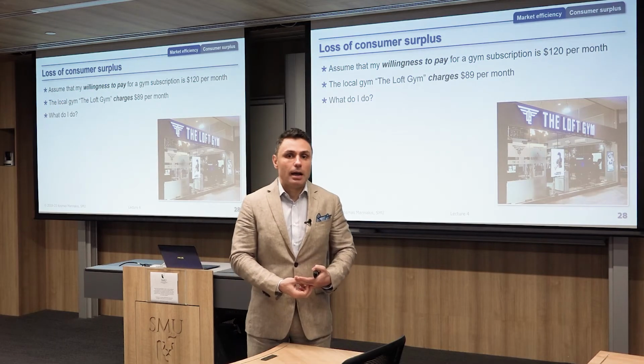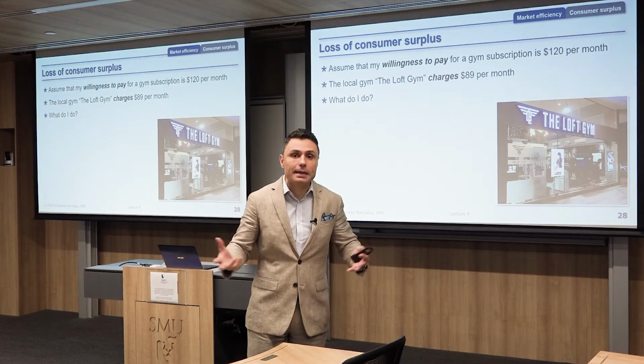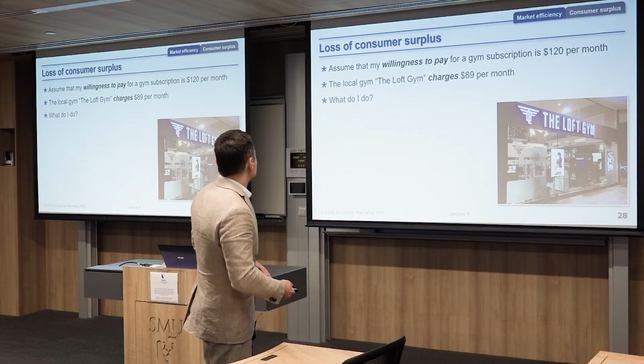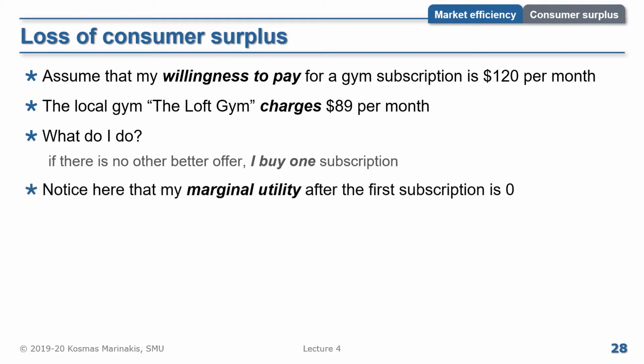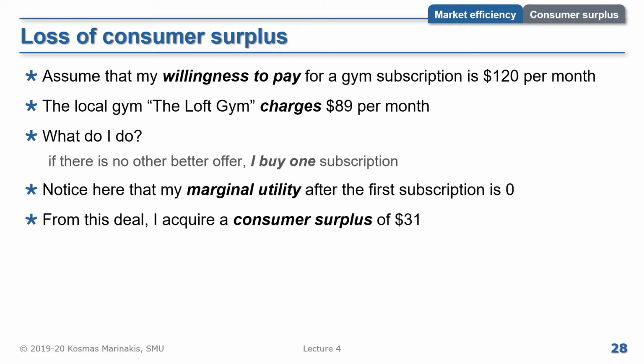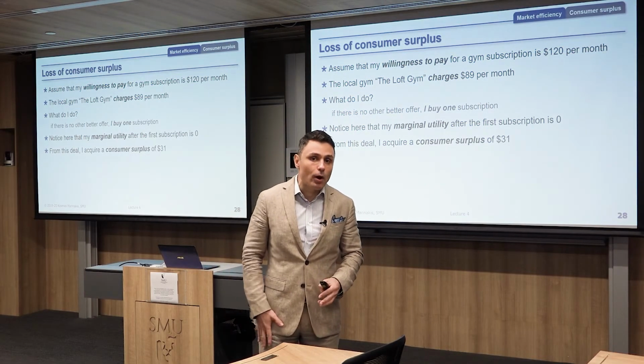I am willing to pay up to 120. So this means that potentially I can go there. So if there's no better offer, I do buy one subscription. I have no other reason to buy more than one. Now, from this deal, I do acquire a consumer surplus. That's 120 minus 89. That's $31. So it's $31 that get to stay in my pocket, and that's a good thing.